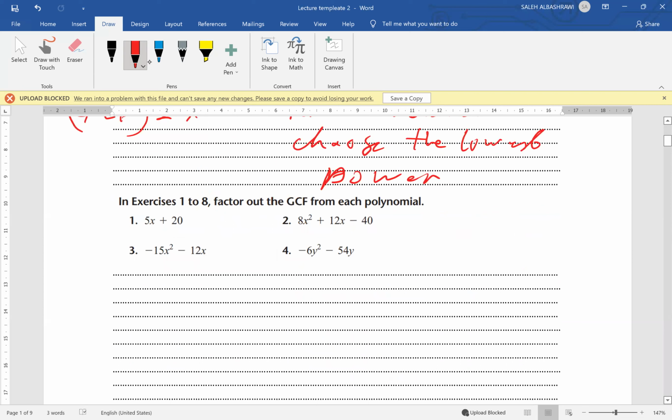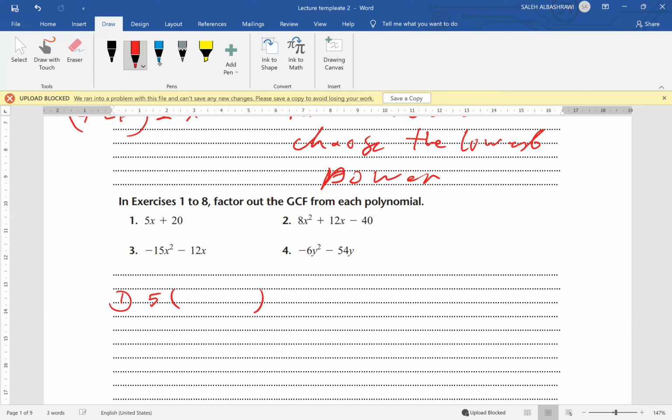Factor out the greatest common factor from each polynomial. We are given the polynomial 5x plus 20. I have two terms, 5x and 20. We think about the coefficients, 5 and 20. The common factor between 5 and 20 is 5. For the x, I don't have x in the second term, so the common factor is only 5. There is no variable part. So in the first question, I can take the 5 as a common factor.